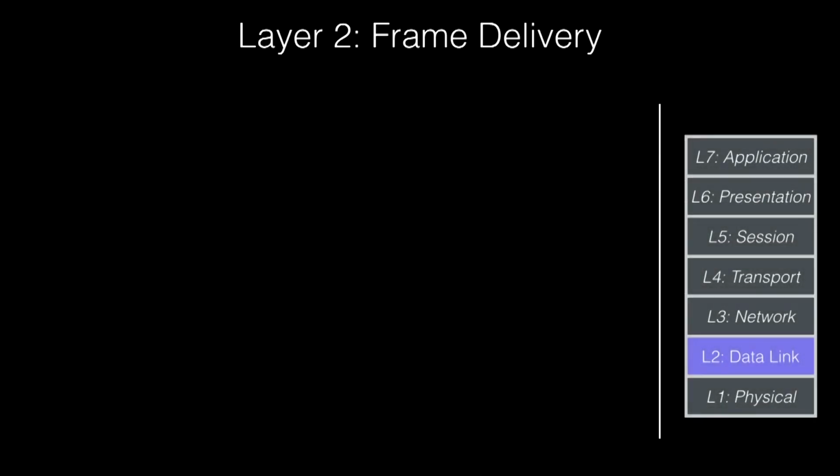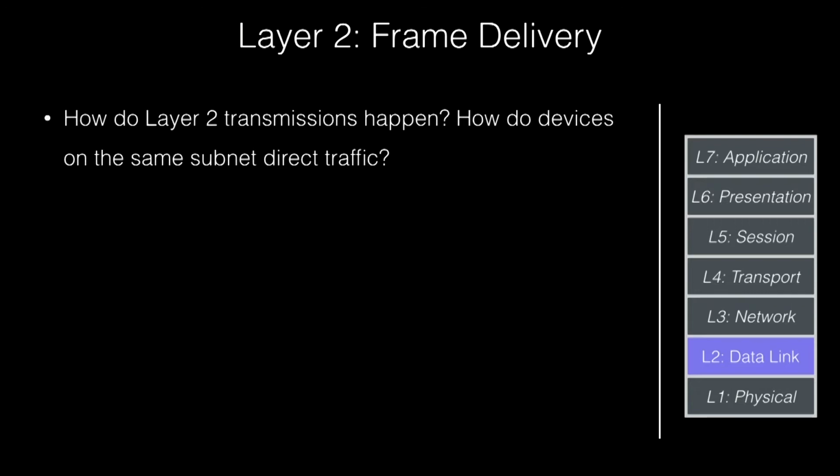So let's sit and focus now on layer 2. So layer 2, we talked about frames. That's how the data is communicated by MAC address. How does that work? How are these devices identifying one another? How are they delivering this data in these frames?